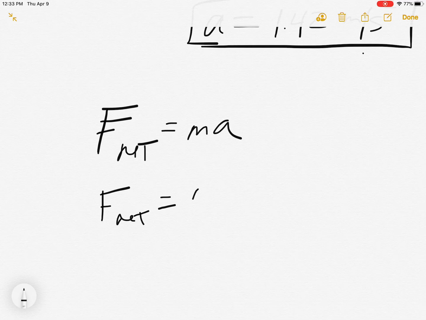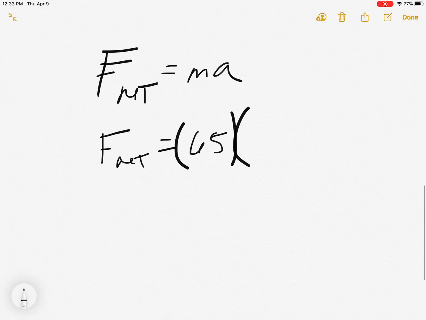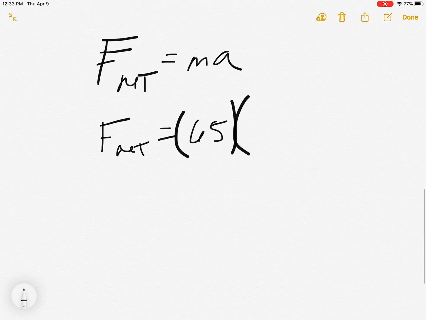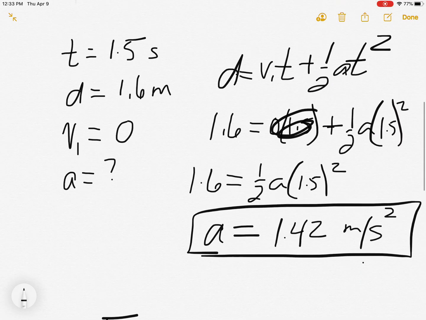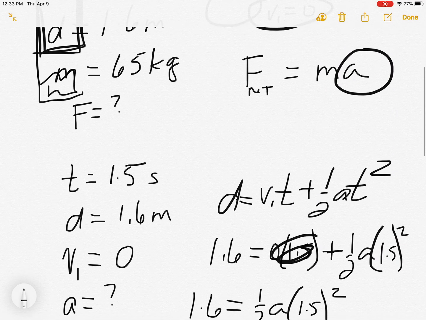And your F net is the mass, which was 65 kilograms, multiplied by our A of 1.42. And when you multiply that together, it's not a very big number. 65 times 1.42, 92-ish, 0.3 newtons. So it's not very realistic, is it? It's a very weak, pathetic cannon.